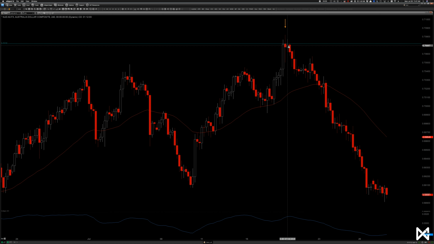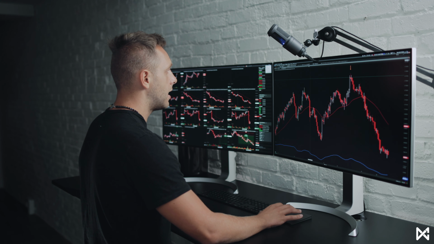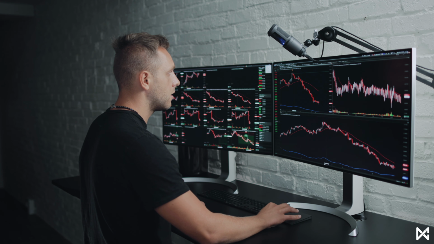And then over here we have this long-legged doji, and then it just continues to go down. So that is what a hammer looks like. And to tell you the truth, that is not a very common reversal candlestick formation pattern.